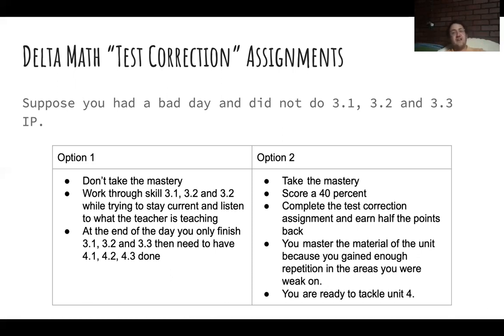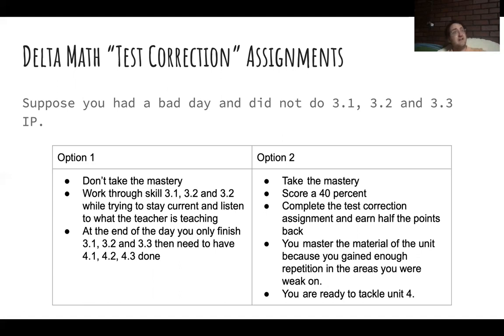Option two is that you take the mastery and you see what you know, and maybe you get like a 40%. So maybe about 40% you could figure out with logic and reasoning. And then you complete this thing called a test correction assignment where you can earn half the points back. And you are able to master the material of that unit because you have gained enough practice and repetition, which I will tell you that if you complete the test correction assignments, you will have enough practice and repetition.